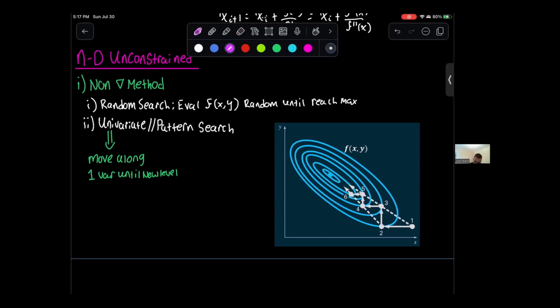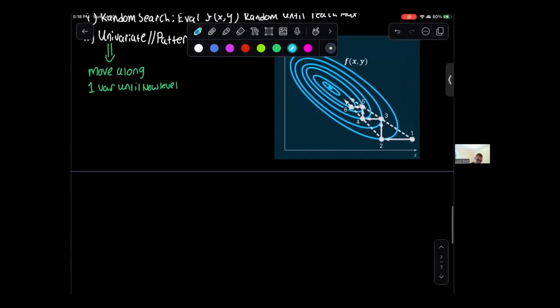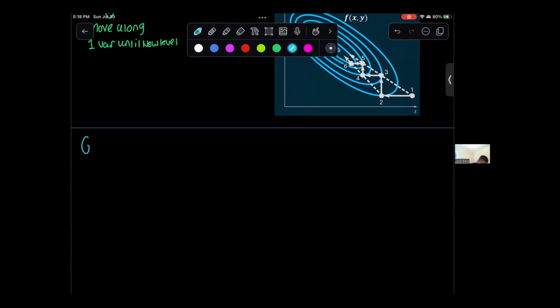That's exactly what this drawing is doing here. You're moving on the x variable until you reach a new level. Then you move along the y variable. Then I move along the x since I've hit the new level. Then I move along the y, then the x, then the y, and so on until I reach a maximum. Now, these dashed lines here on this image represent the patterning method, which is kind of out of the scope of the course. So I'm not really going to talk about it. Now we're going to touch on gradient methods.